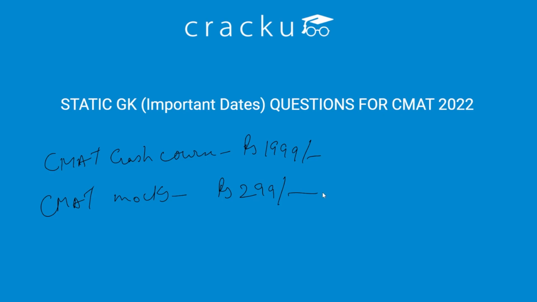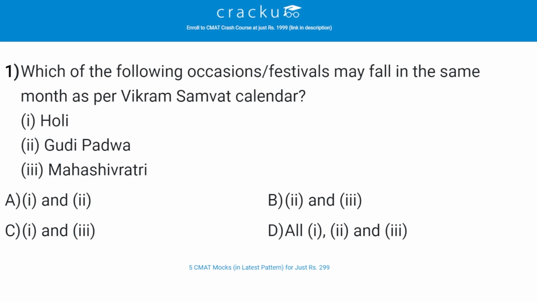Let's start with the first question. Which of the following occasions, festivals may fall in the same month as per Vikram Samvat calendar? The correct answer is C, that is 1 and 3, that is Holi and Mahashivratri. So, Holi and Mahashivratri are the festivals which fall in the same month. Let's check the next question.